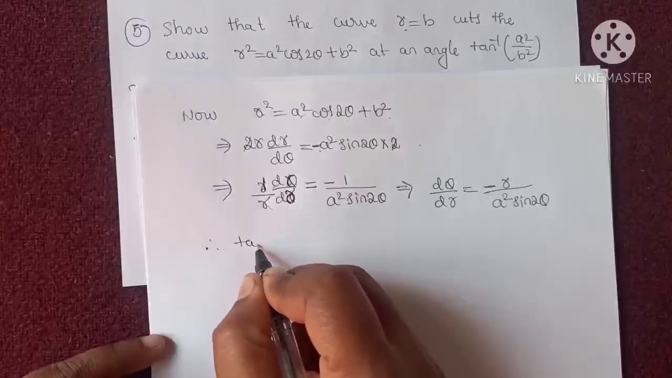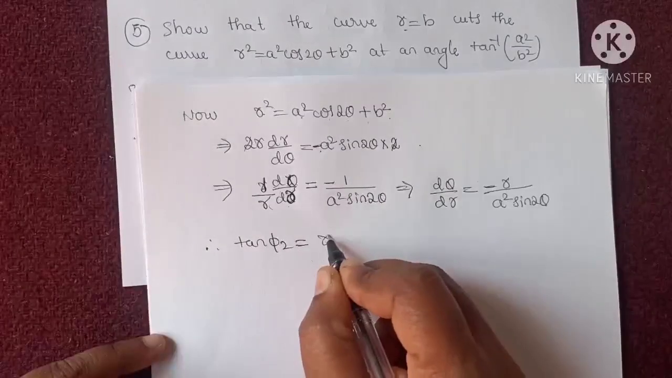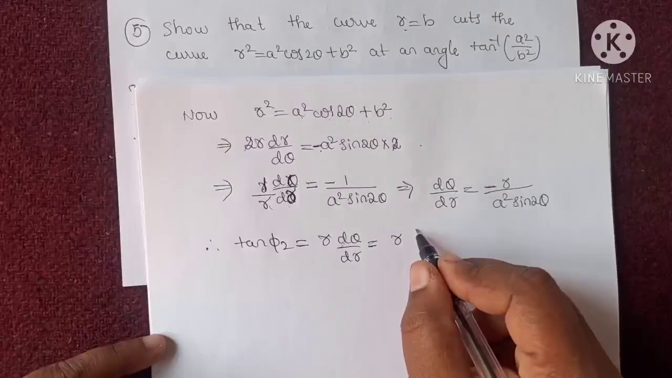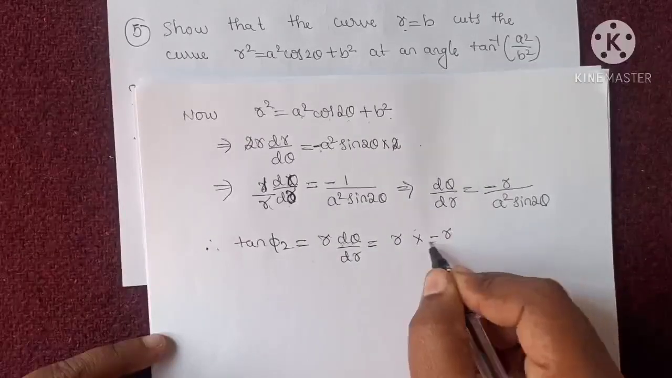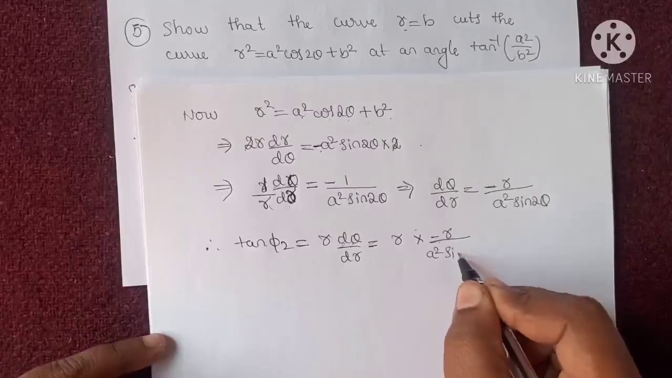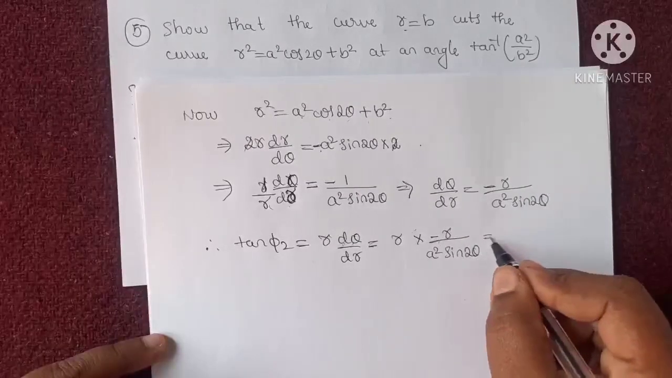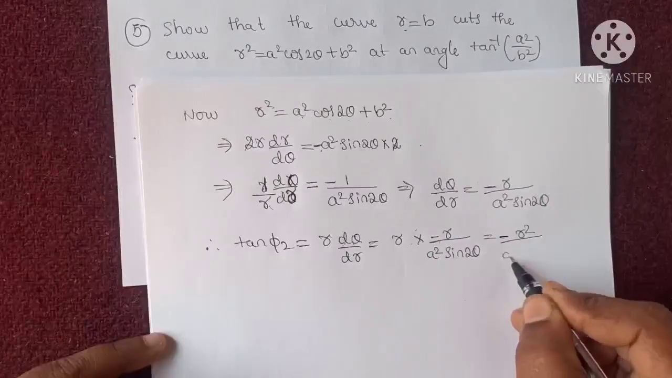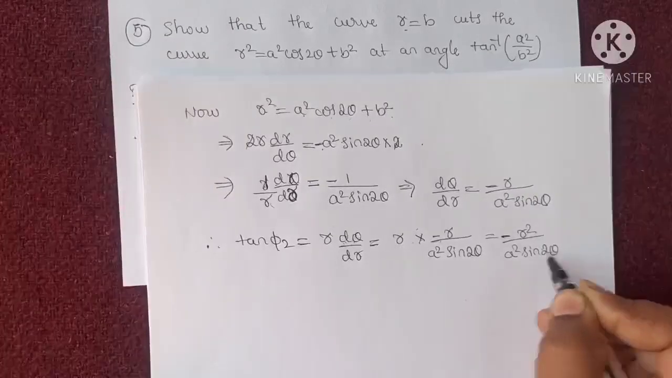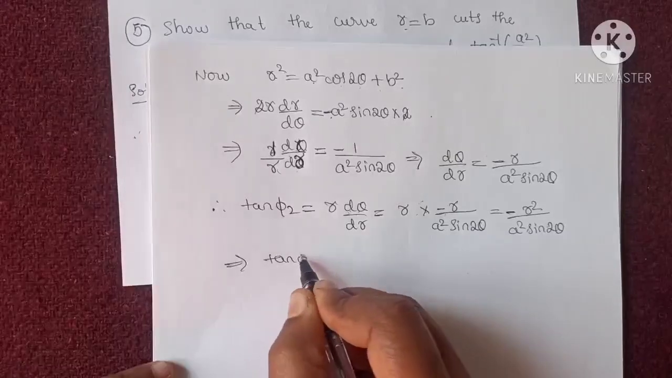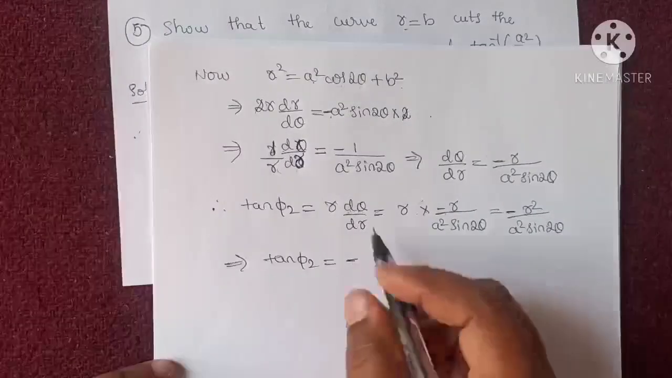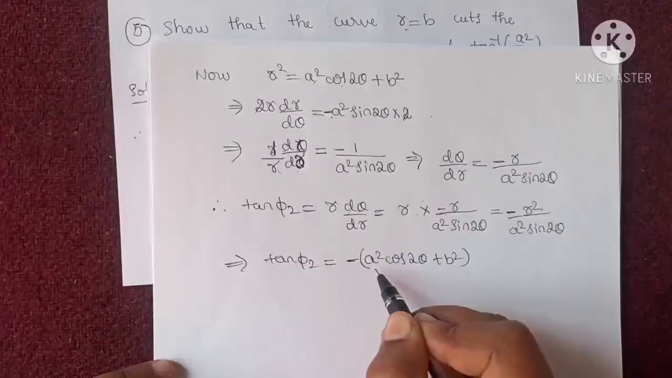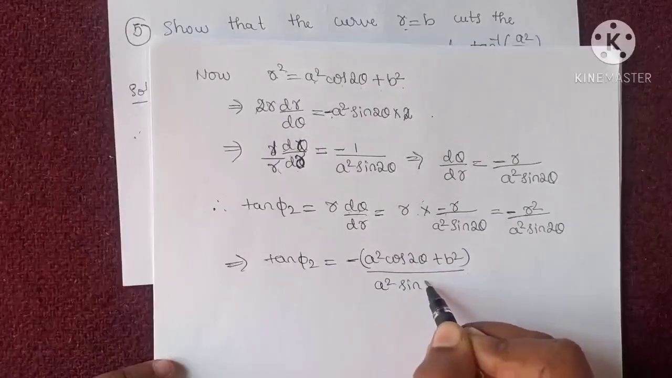Therefore tan phi 2 equals r d theta by dr, which is equals to r as it is. So substituting d theta by dr value, it is minus r divided by a square into sin 2 theta. r into r, we get r square. Therefore substituting r square value, r square equals a square cos 2 theta plus b square, denominator a square sin 2 theta.